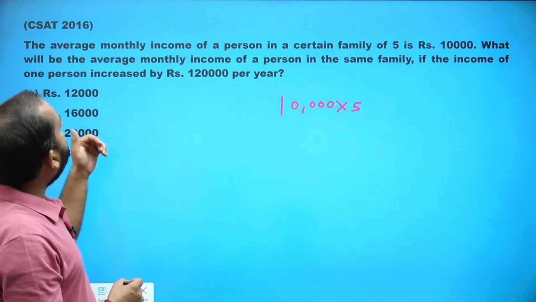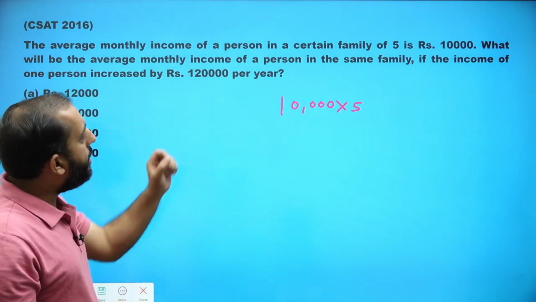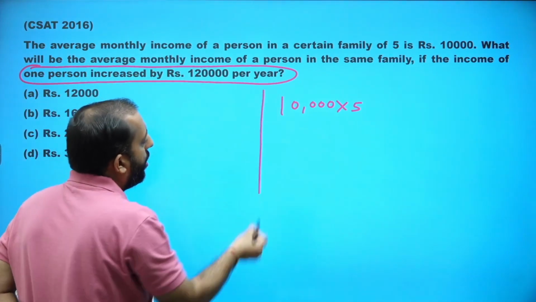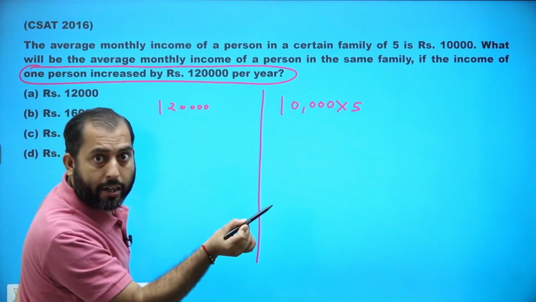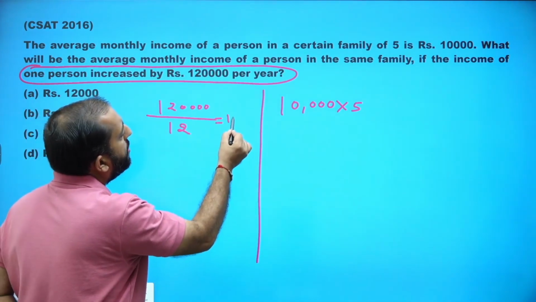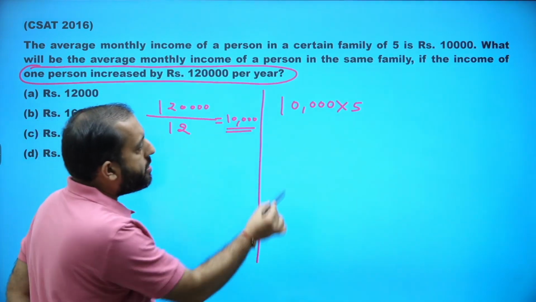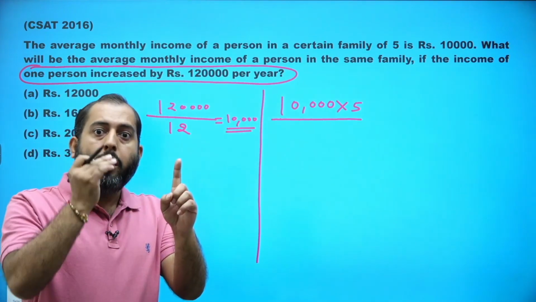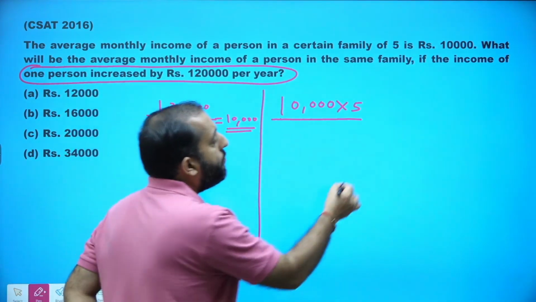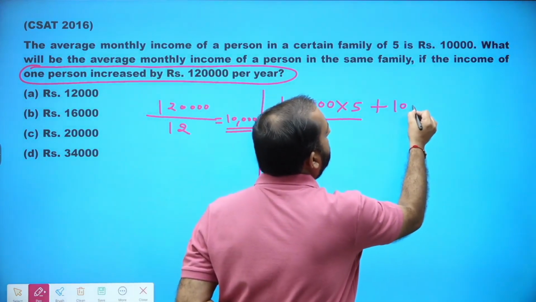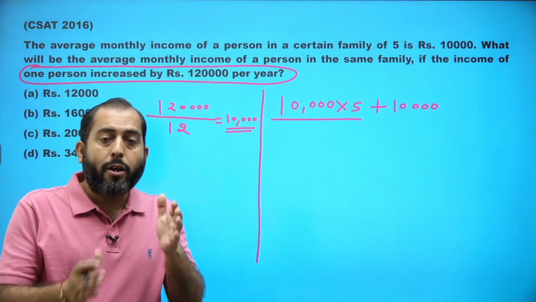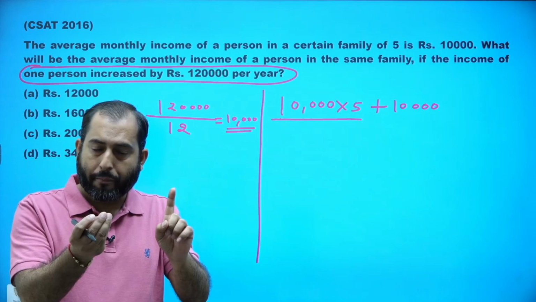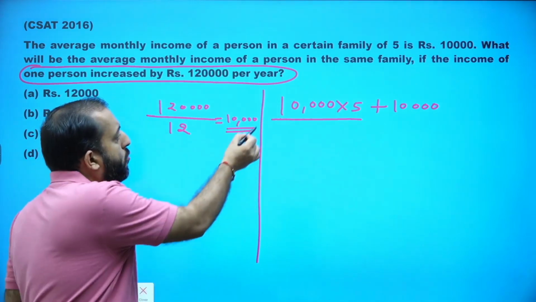Now the next is, what will be the average monthly income of a person in the same family if income of one person is increased 1,20,000 per year? If 1,20,000 is the yearly increment, so what should be the monthly increment? Monthly increment should be 10,000 only. What is this? This is the sum of all the income of those people for 1 month. Now a person is earning 10,000 more. So sum will become this 10,000 into 5 plus 10,000. Why? Because there is an increment in the income of only one person, and that increment is 10,000. So in the monthly income, we're gonna add this extra amount, which is 10,000.